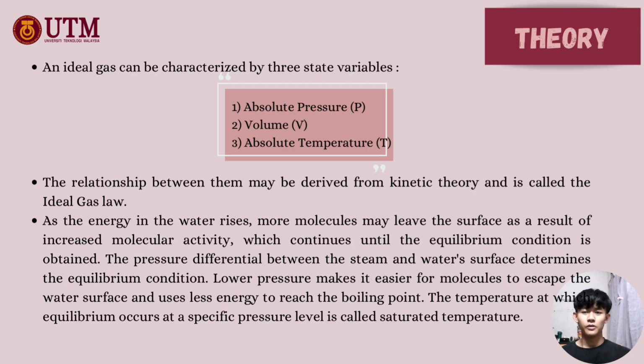Carry on with the theory. An ideal gas can be characterized by three state variables. Number one is absolute pressure, number two is volume, and number three is absolute temperature. The relationship between them may be derived from kinetic theory and is called the ideal gas law.